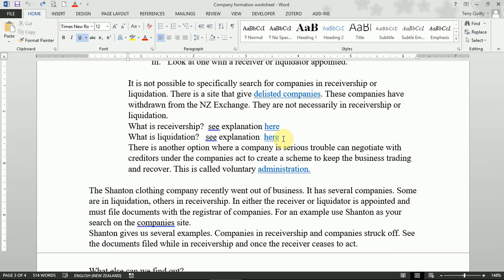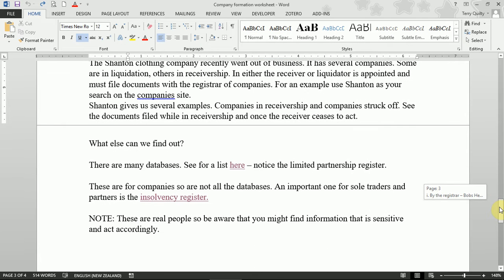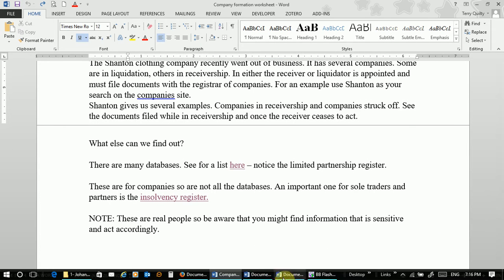You'll see this list, and we don't go into this in a great deal of detail. There is this ability to negotiate compromises or voluntary administration. And again, we can explain this in class if people have questions. But it's really just getting into a deal with your creditors where they agree to take less than they're owed so the company can continue to trade. So you may ask the creditors to give up some of their debt or to defer payment of some of their debt until a later date. Shanton is an excellent example of this, which went into receivership and liquidation recently.